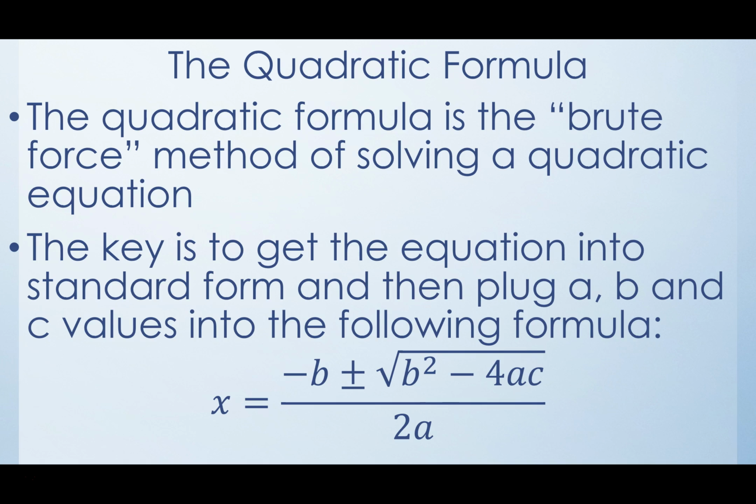So the key is identifying your A, B, and C values and plugging into this formula. Negative b plus or minus the square root of b squared minus 4ac, all divided by 2a. You need to make sure you know this. This is a very important formula to know for this section.